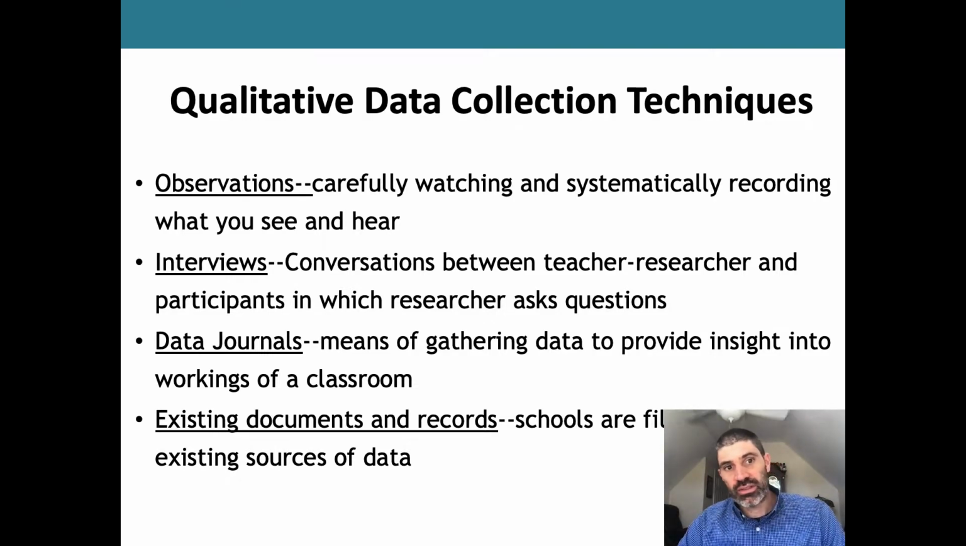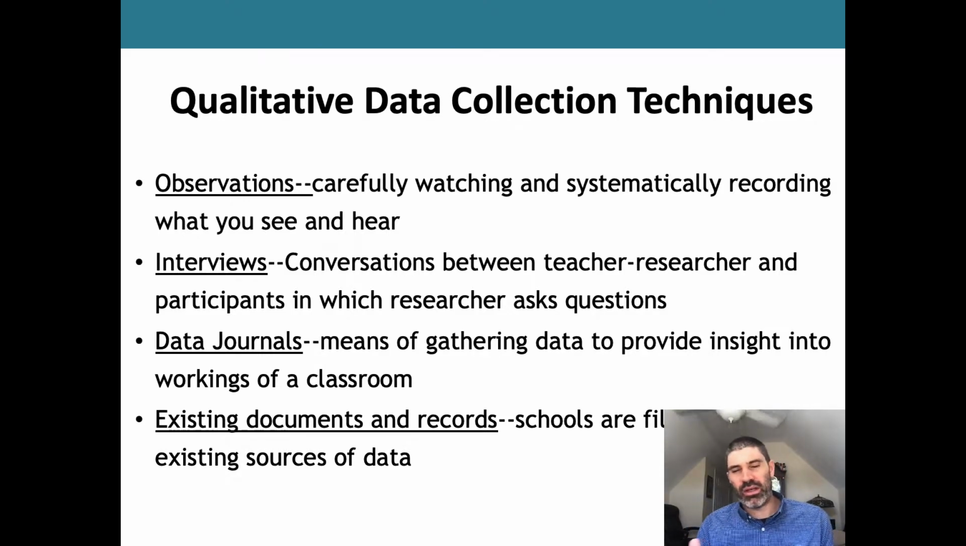There's data journals. Data journals would be a technique if we wanted to do a long period of observation over a certain amount of time in specific areas. So if we wanted to take a part of the classroom, we wanted to see how children were maybe using a literacy center or a home living center and what children were doing in those centers. We'd take notes, we'd journal about that every day for a couple of weeks, and then we'd go in and analyze that and look at how those centers are being used.